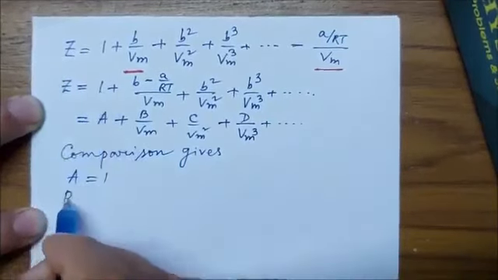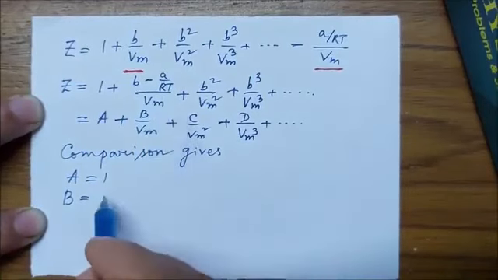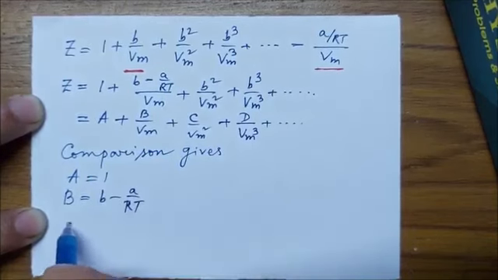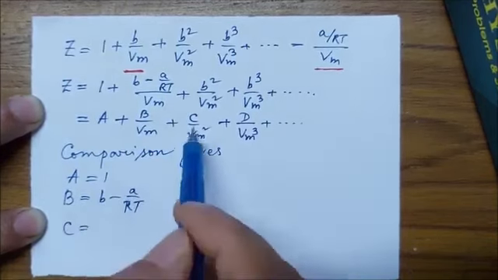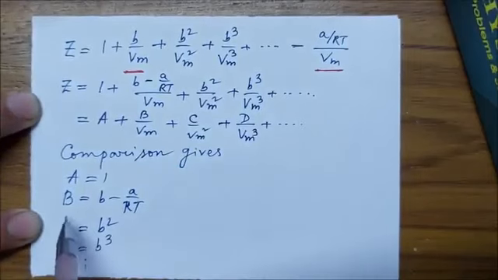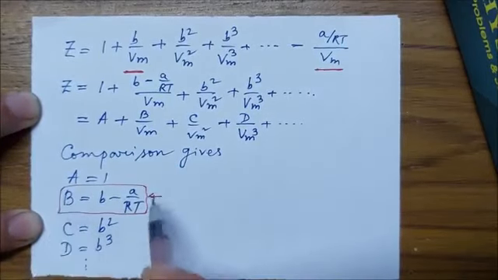A equal to 1, B equal to B minus A by RT. C is B square, D is B cubed, etc. We are interested with this term, which is the second virial coefficient.